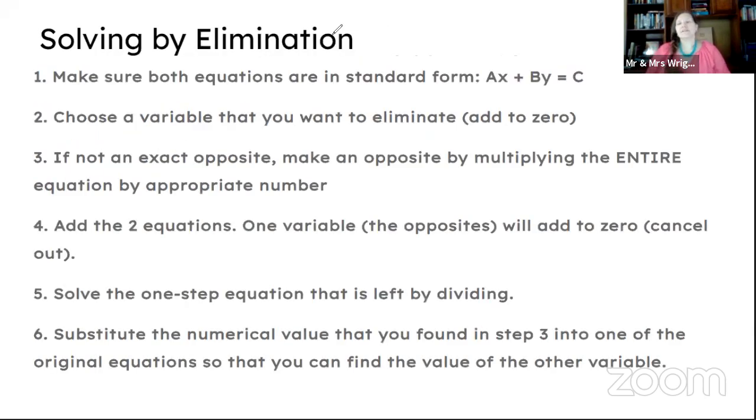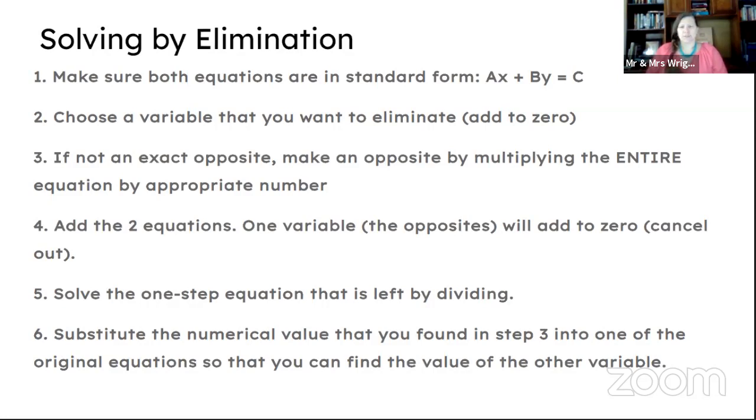Now, here are all the steps written out for you. If you need to, go ahead and pause the video and you can write these in your notes, but let's go over them. We're going to make sure both equations are in standard form. That's what we just talked about: Ax plus By equals C. And this is just so that we're able to line up the like terms and be able to easily add them together. Then we need to choose a variable that we want to eliminate.